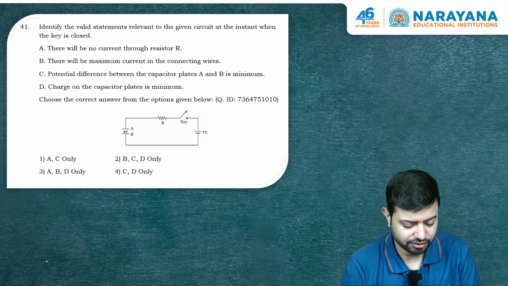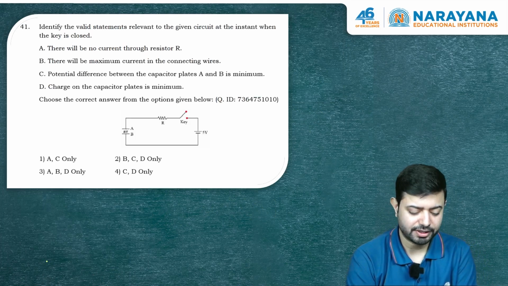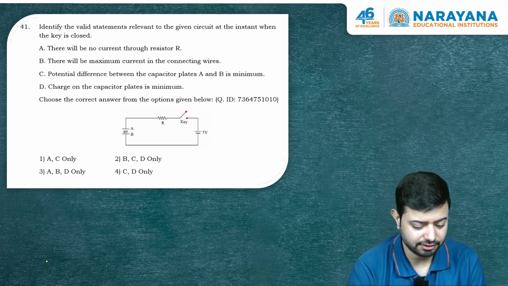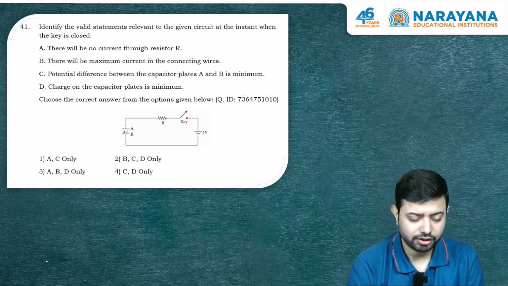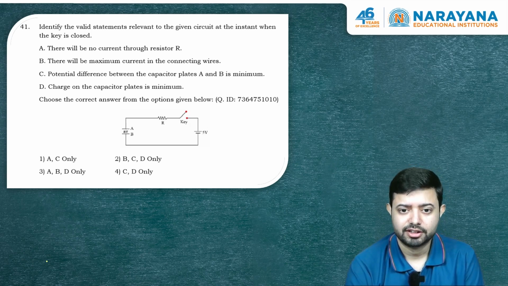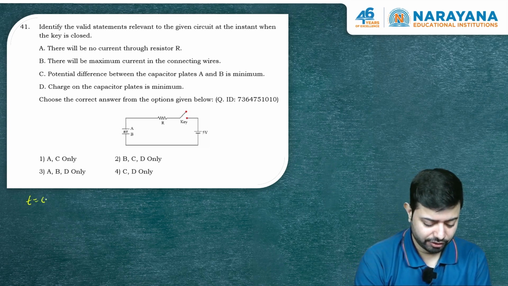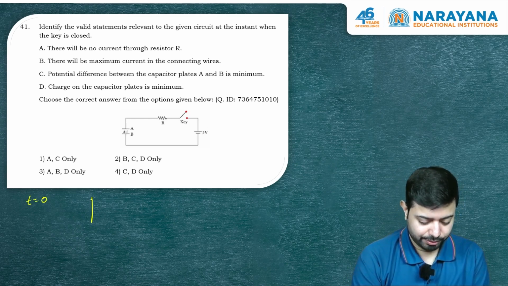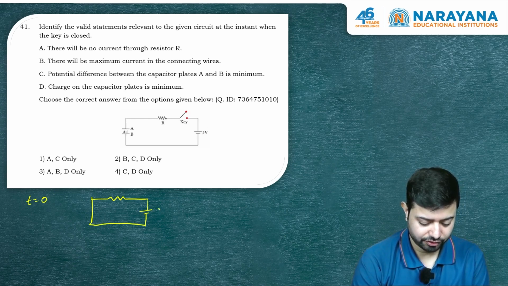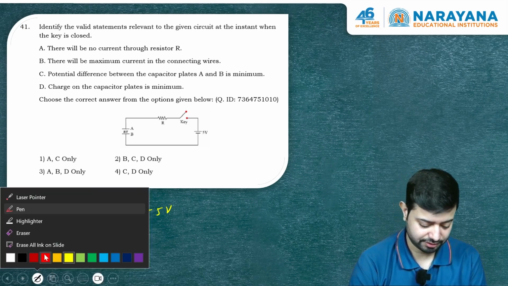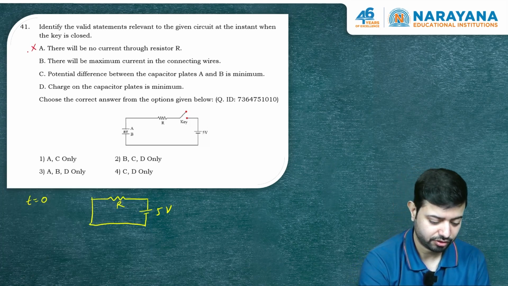So, this is again another question which is related to capacitor. Identify the valid statement relevant to the given circuit at the instant when the key is closed. There will be no current through resistor R. As soon as you close the switch, capacitor behaves like a straight wire. It is talking about the t equal to 0 moment, where capacitor will behave like a straight wire. This is the circuit then. This is 5 volt, this is R. Will there be current? Yes, there will be current. So, this option is wrong.